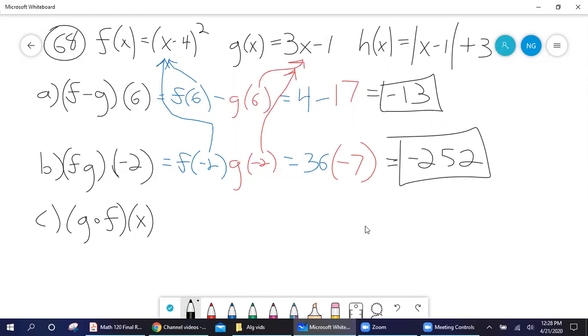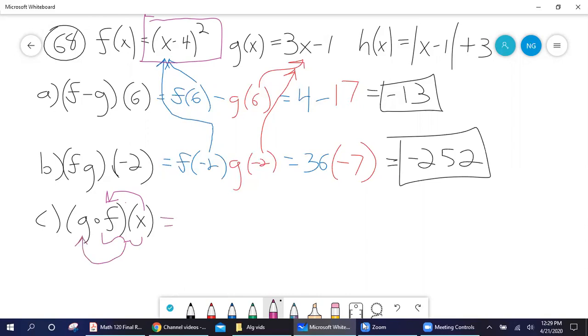Part C starts to get into composition of functions. g of f of x. This means, I read these kind of right to left. It means take x, plug it into the f machine. Okay, well that simply is the f machine. But then take that entire machine and plug that whole machine into the g function.